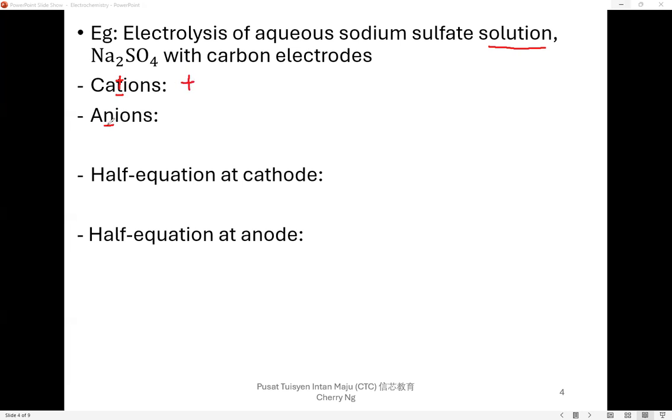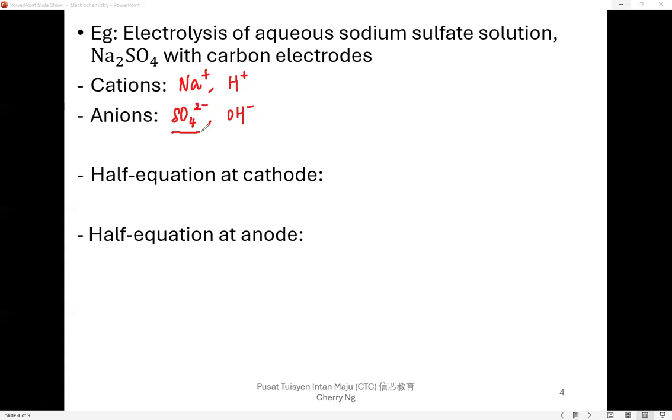And in front of the ion is an N, so this is a negative charge. Okay? So now we look at the cations, which are positive charge. We have sodium, Na+, and because of the aqueous solution, we have H2O, which gives H+. For the anions, we have SO4, sulfate, and because of water, we have hydroxide. So please remember, we will never discharge sulfate as our ion.